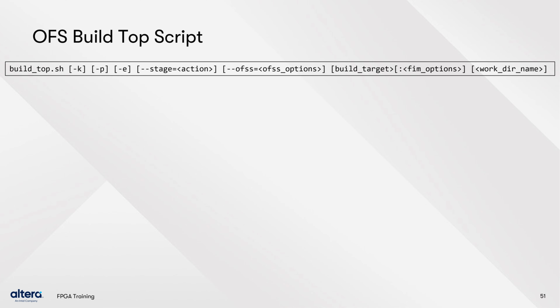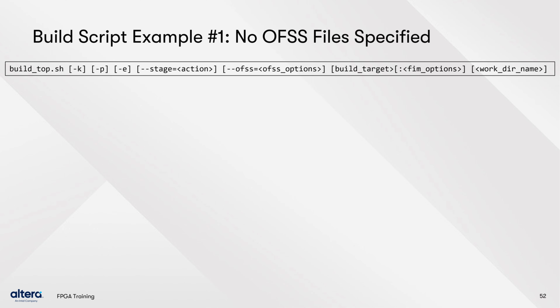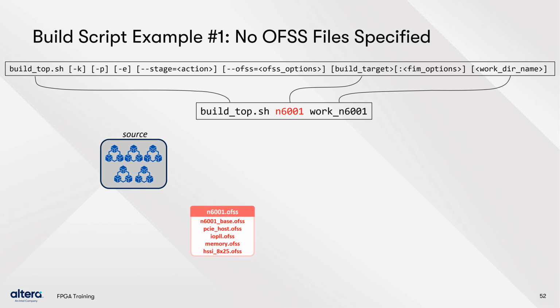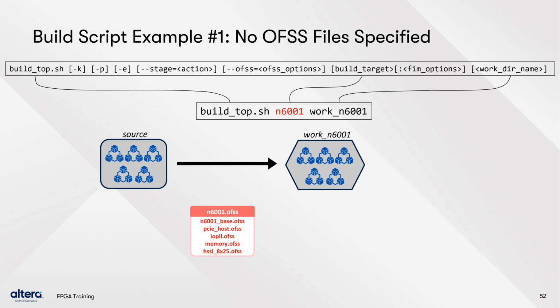Here is the usage of the OFS build top script. In the first example, I will run the build script without specifying any OFS settings files. In this scenario, the build script will automatically get the configuration based on the build target. In this case, it will default to using the N6001 OFSS file, since that is the target of this command. When the build script is run, all of the settings files defined in this top-level OFSS file will be implemented in the work directory and compiled.